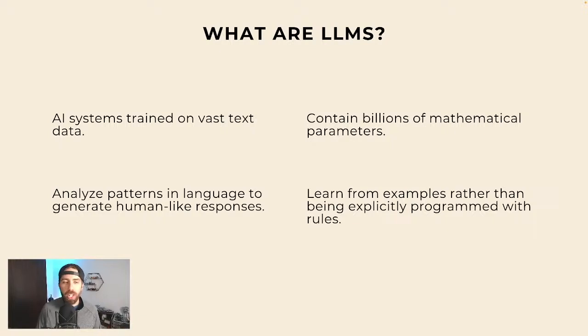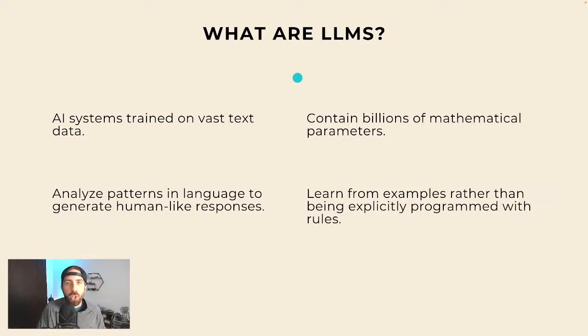And so you can see in the top right here, it says that they are AI systems trained on vast text data. So text data would be like sentences, paragraphs, blogs, articles, websites, things like that. Maybe even transcripts of podcasts and transcripts of YouTube videos and transcripts of Vimeo videos and all kinds of things.